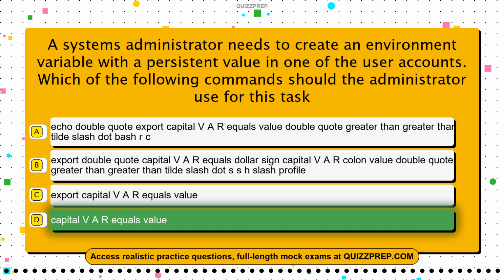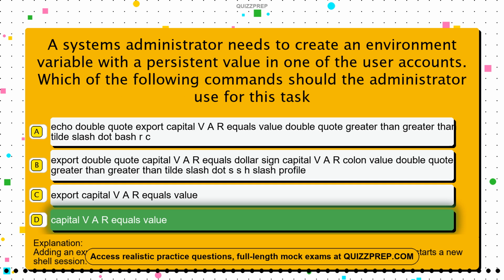The correct answer is option D. VAR=value. Adding an export command to the .bashrc file ensures the variable is set every time the user starts a new shell session.